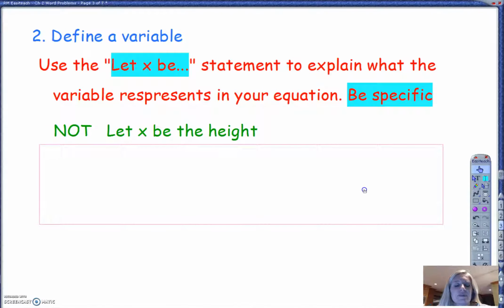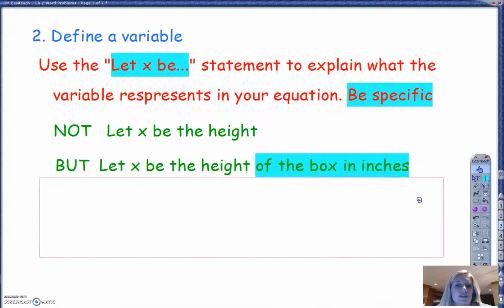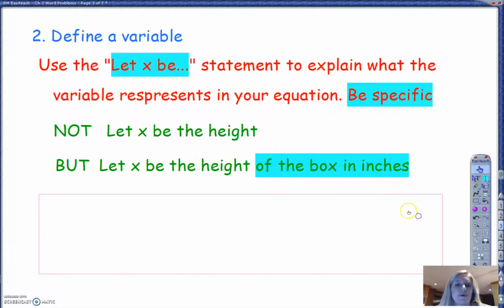So here, for example, you should not write one like this. It just says, let x be the height. Well, the height of what? What are you talking about? And what are your units? Are we talking centimeters? Are we talking miles? Are we talking feet? So you need to be more specific to be more accurate with your answers. So here is an example of a good one. Let x be the height of the box in inches. That's more specific and gives us more detail about what you're doing in your problem.